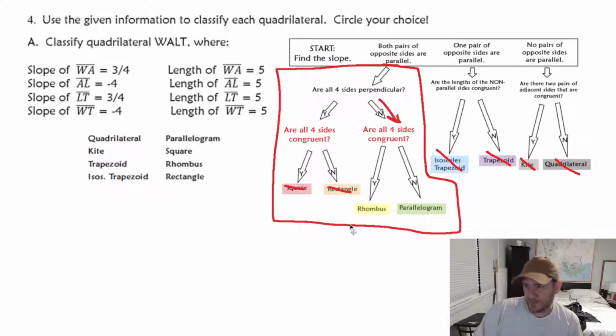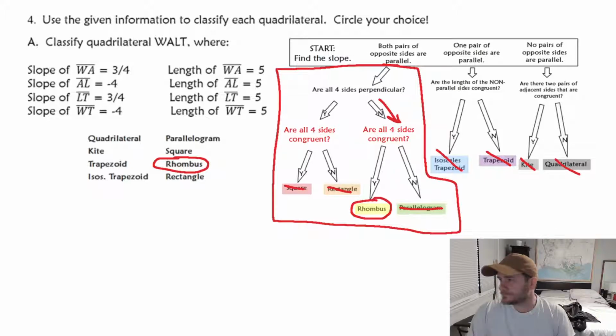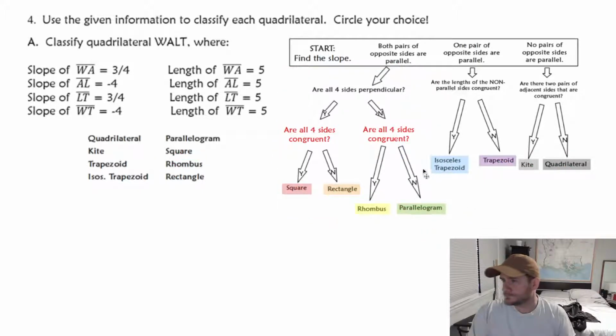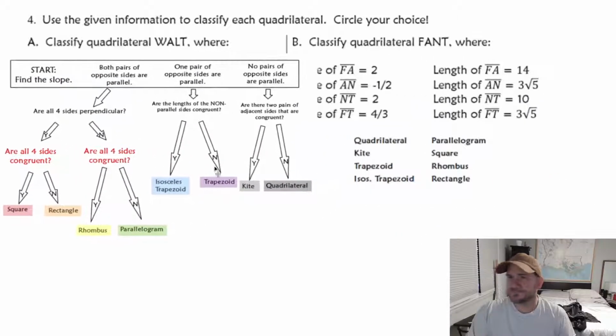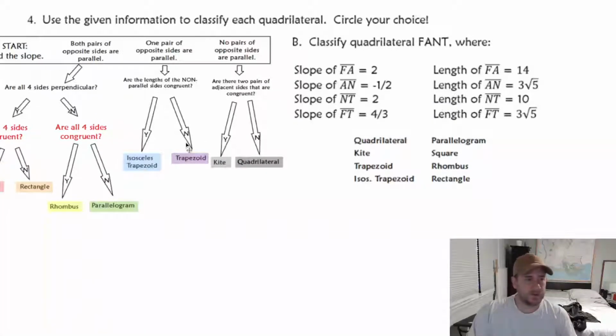Again, a rhombus would have all of its sides the same. So at this point, you just check to see if all the sides are the same. And they are. It's 5, 5, 5, and 5 again. But we're not a square this time because we didn't have the right angles. So that means we must just be a rhombus, not a parallelogram. So we're a rhombus. And then for part B, same deal.